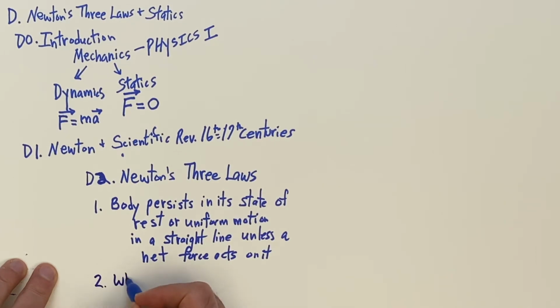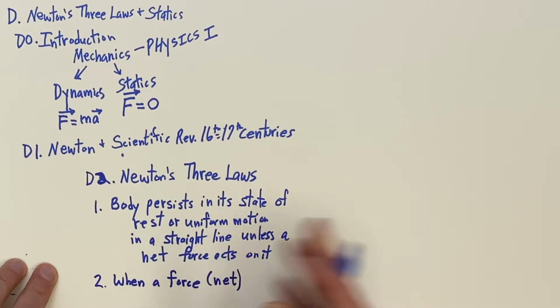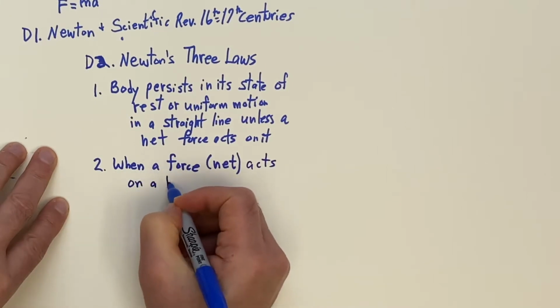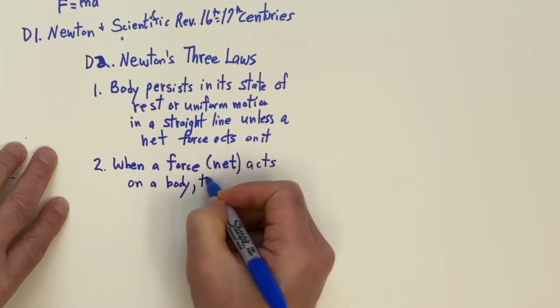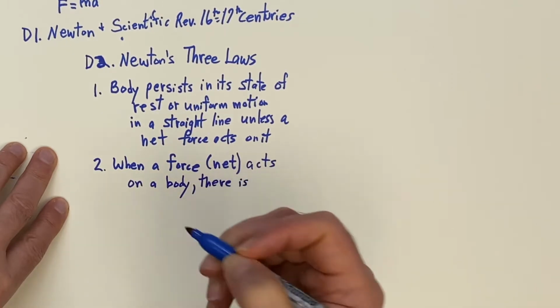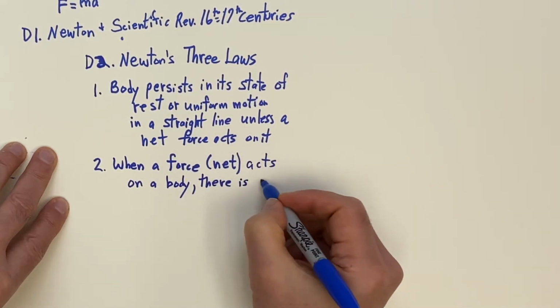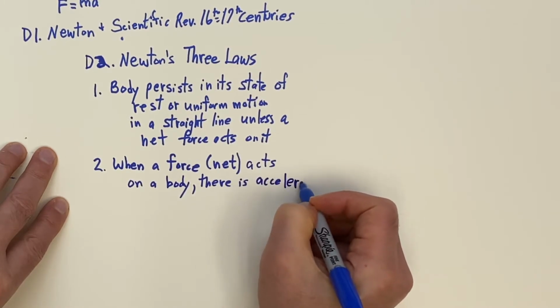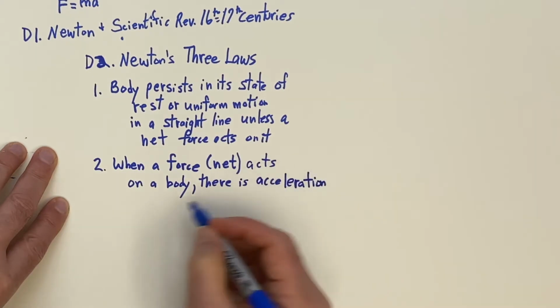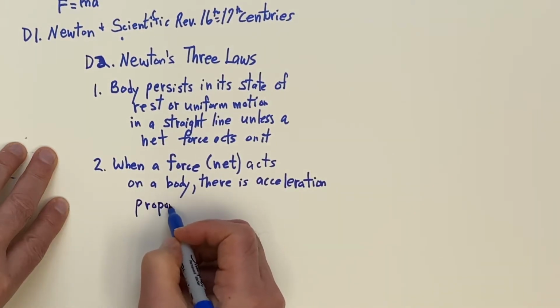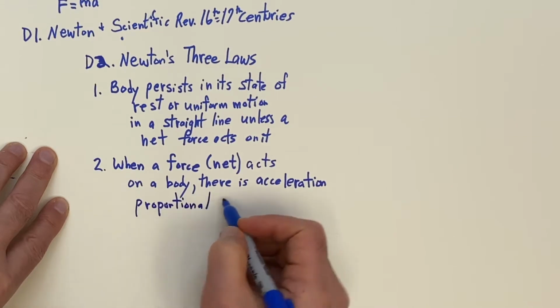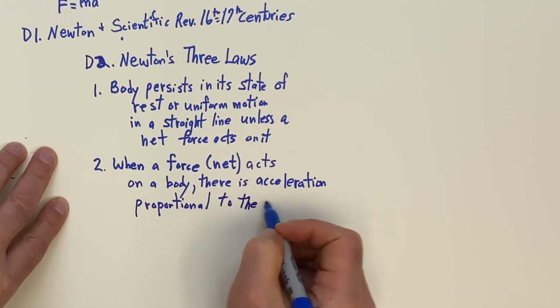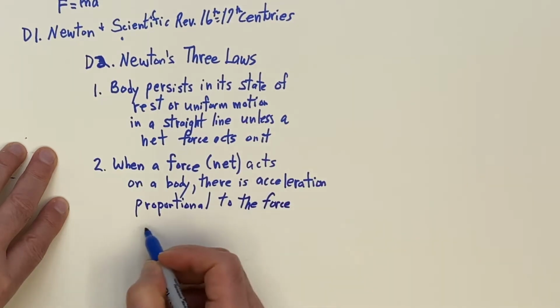Two, when a force, and by force we mean a net force, when you add up all the forces, when a net force acts on a body, there is a change of motion, and we call that acceleration. There is acceleration, and that's going to be proportional to the force.